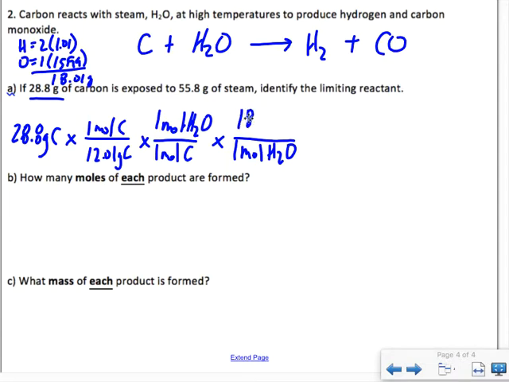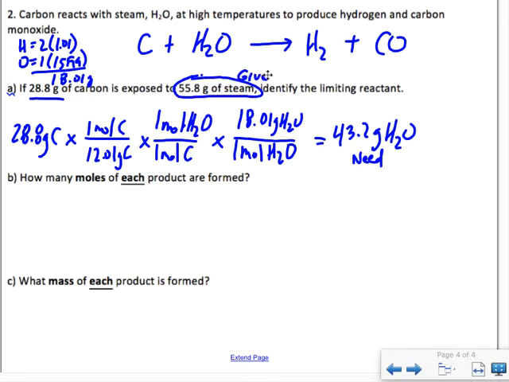So 18.01 grams of water is equivalent to 1 mole. Punch this in my calculator: 28.8 times 1 divided by 12.01 times 1 divided by 1 times 18.01 divided by 1 gives me 43.2 grams of H2O. This is what I need. I go back to my original problem. This is what I was given. So in this case, I was given more than what I needed. So H2O is in excess, while C is my limiting reactant.